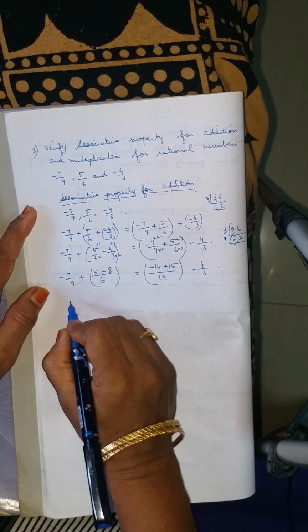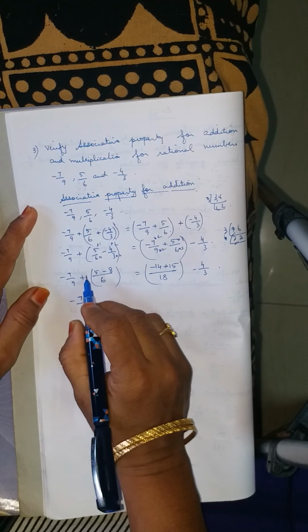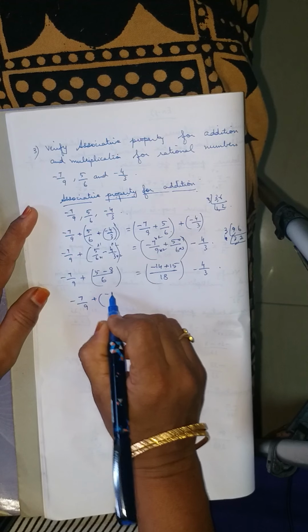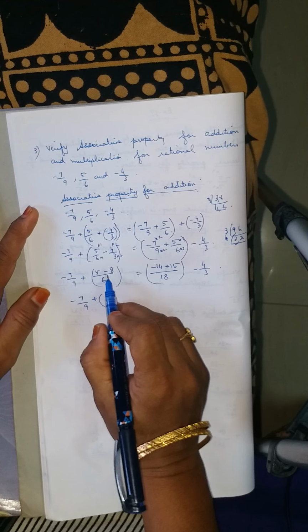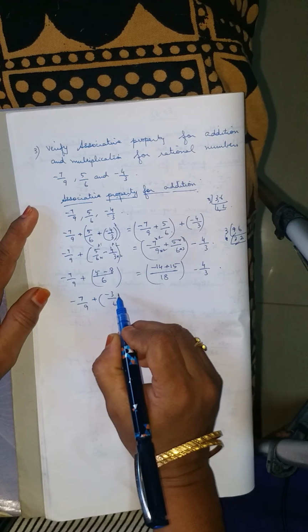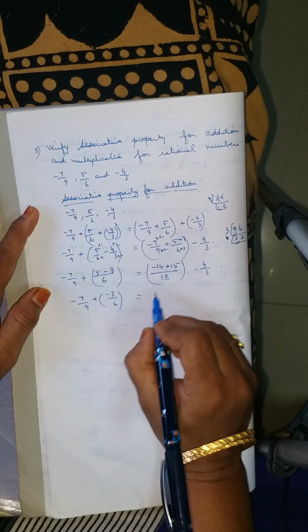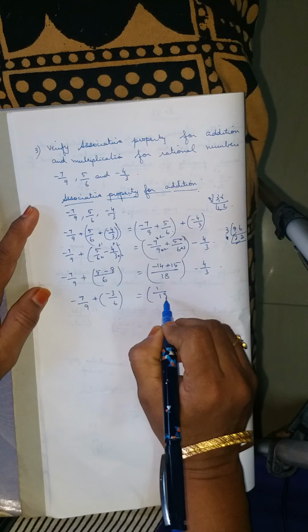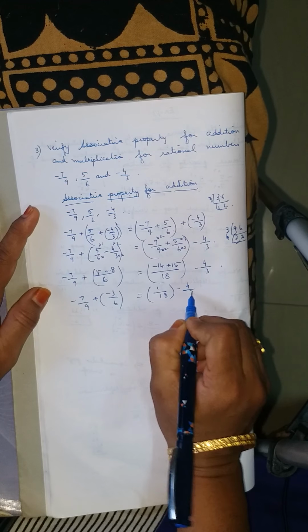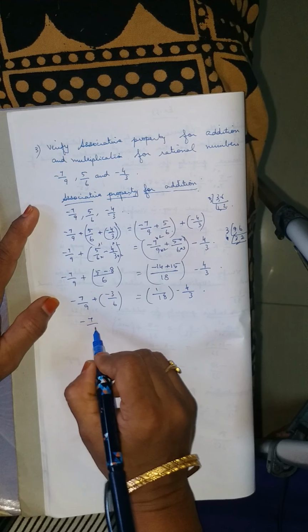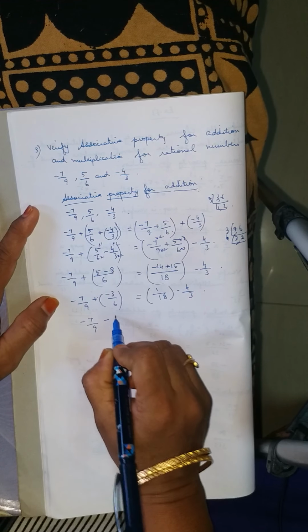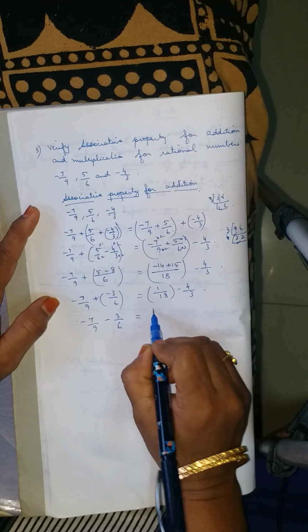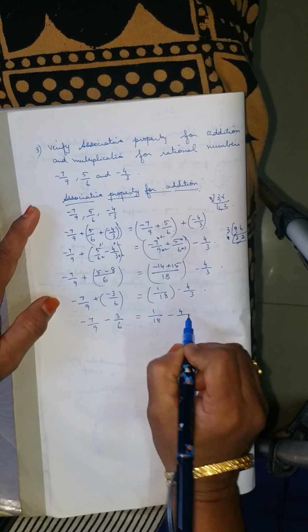So, now minus 7 by 9 plus minus 3 by 6. Subtract and put the sign of the greater number. 5 minus 8 will give you minus 3. Minus 14 plus 15 is 1 by 18, minus 4 by 3. So, minus 7 by 9 plus minus 3 by 6 is equal to 1 by 18 minus 4 by 3.